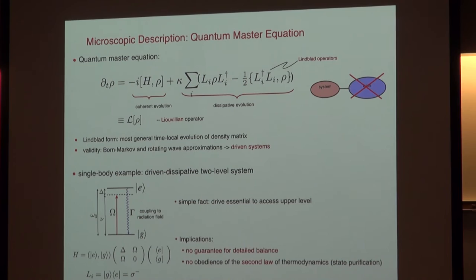Let me point this out at hand of an explicit, simple example, a two-level system with this level separation here. We drive it with a laser with frequency nu and a Rabi frequency omega. A very simple fact is, obviously, that drive is essential to even access this upper level. So this is certainly a system that is driven intrinsically, else it doesn't even make sense. But the implications are immediate. When you drive this, you don't have a microscopic formulation in terms of a time-independent Hamiltonian. So in some sense, the concept of energy conservation is lost, and you have no guarantee for detailed balance to be present. You also have, in such dynamics, no obedience of the second law of thermodynamics, and that is a reason why you can, for example, purify states using this concept.